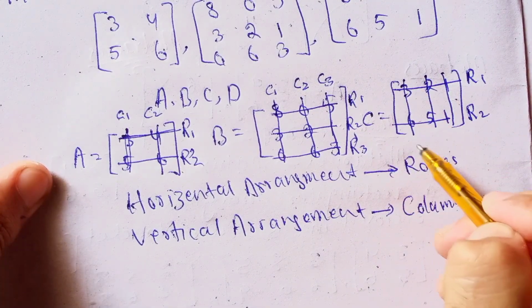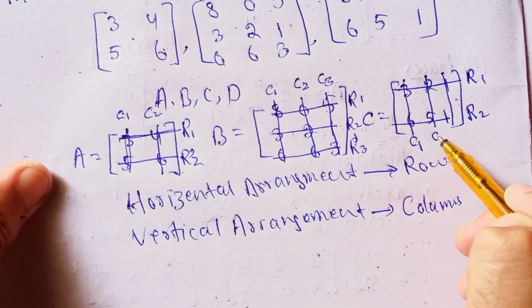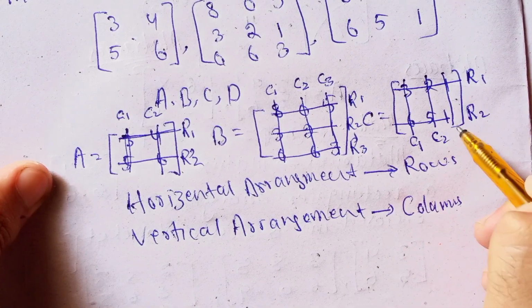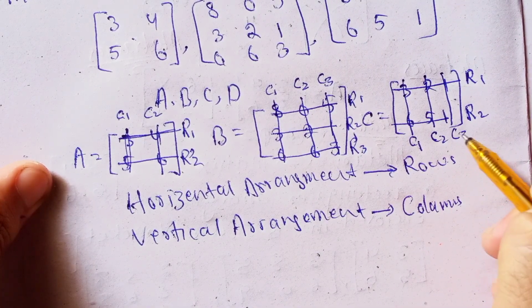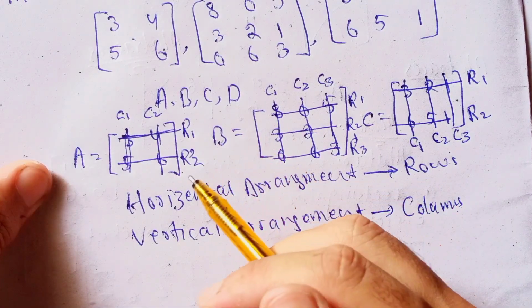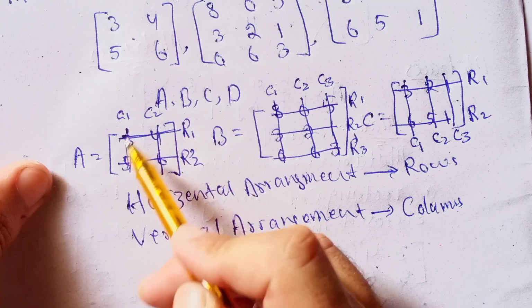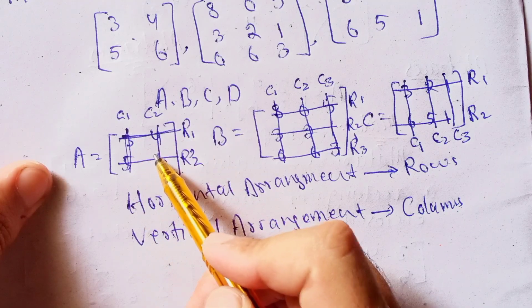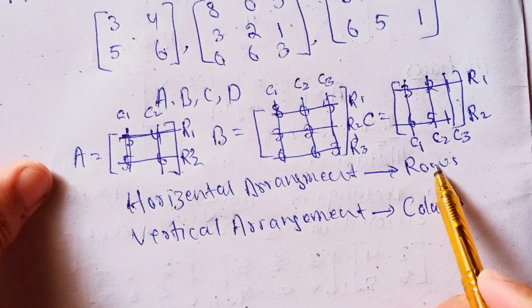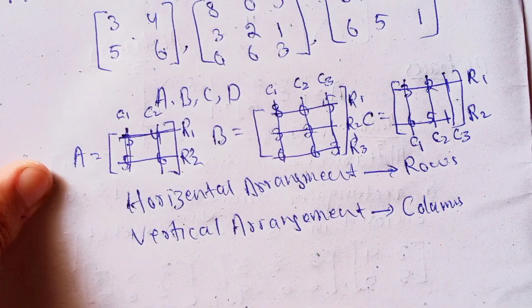This is the first column, we call it C1. This is the second column, we call it C2, and this is the third column, we call it C3. Right, so these were the rows and columns in matrices. The horizontal arrangement is called a row, and the vertical arrangement in a matrix is called a column.